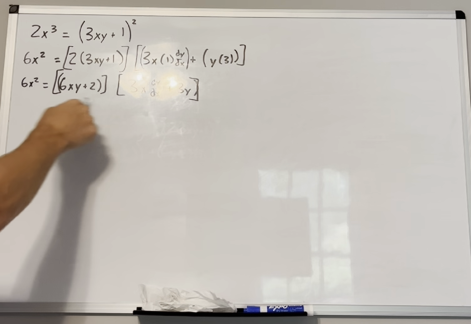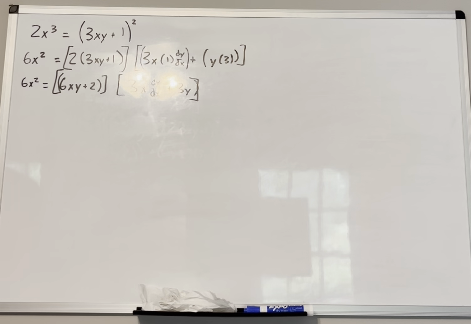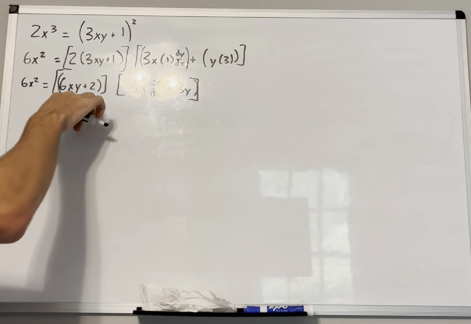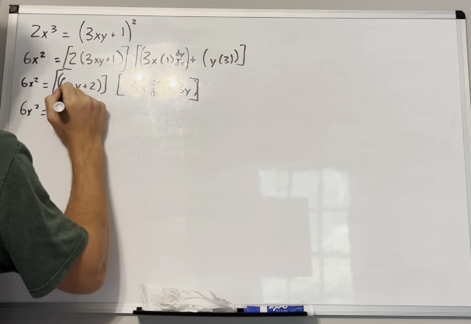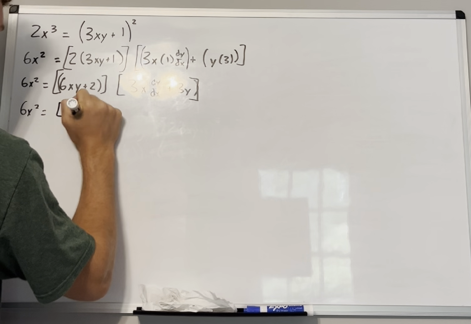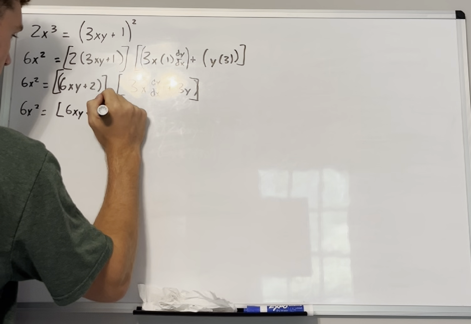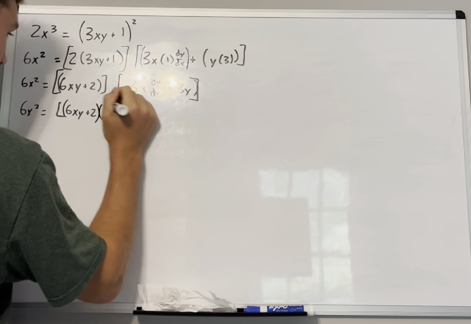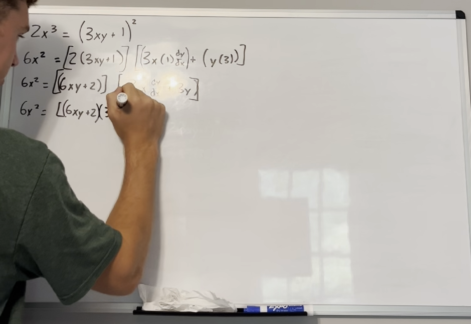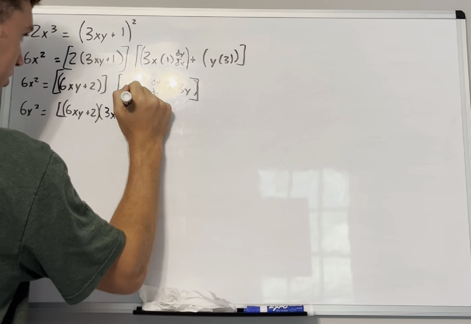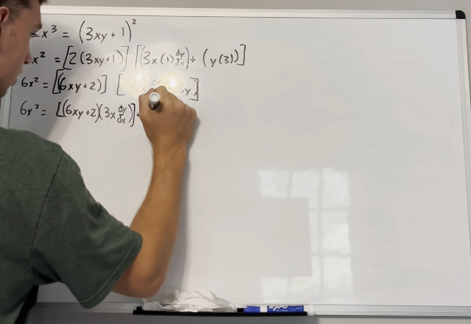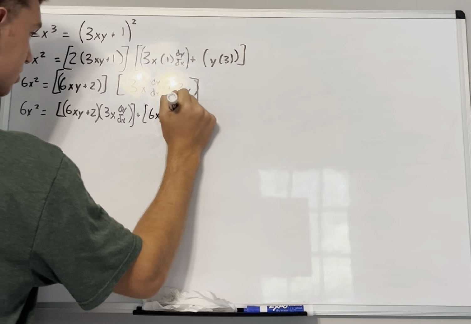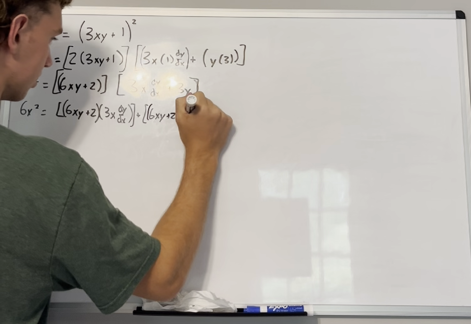And then what I tried to do and got wrong was I just went ahead and divided by this on both sides and then divided by that, and it didn't work. Then I looked it up, and you have to distribute this to all of these terms. So then you end up with 6xy plus 2 times 3x dy over dx plus 6xy plus 2 times 3y.